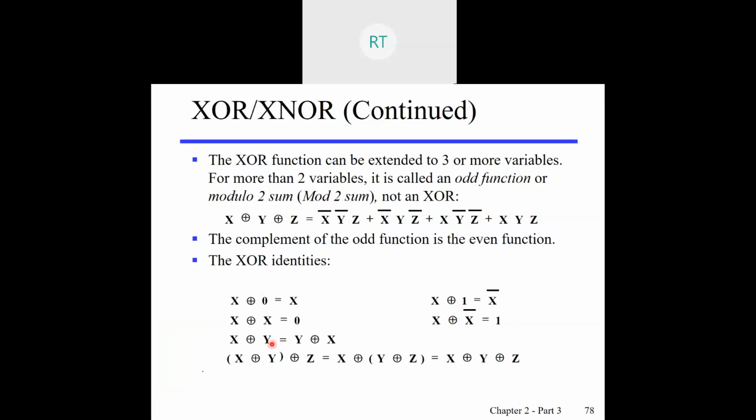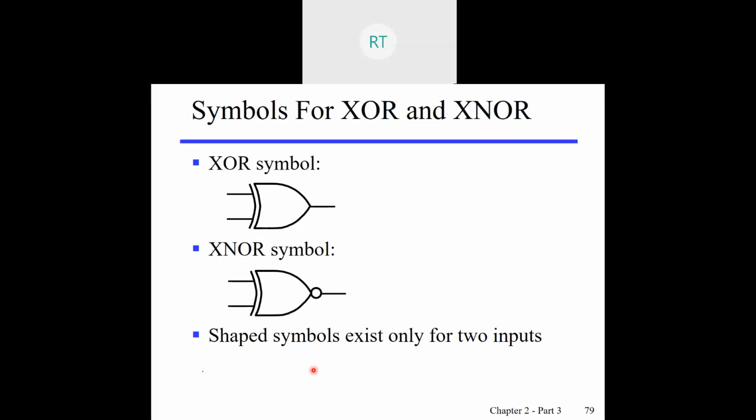You need to know that X XOR Y is the same as Y XOR X, but here you should be careful that when you have two XOR, you cannot use one XOR for three variables, X, Y, Z, like we do in the OR. You must use two XOR. So you do X XOR Y, the output, you do XOR for it with a Z. I'll show you the figure. This is the symbol of XOR. This is the symbol of XNOR, okay?